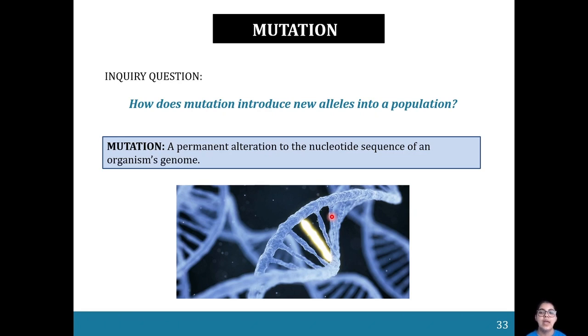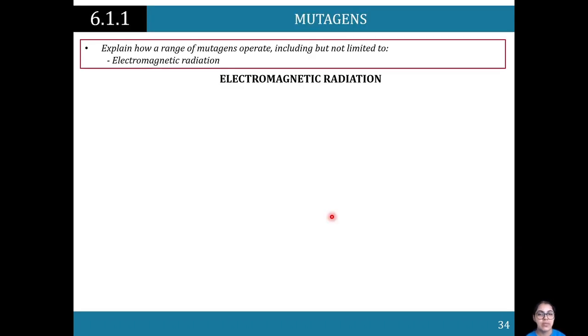So here we are. The inquiry question is, how does mutation introduce new alleles into a population? Remember, a mutation, firstly, is a permanent alteration to the nucleotide sequence of an organism's genome. This is where natural circumstances or their own system lead to the alteration of someone's nucleotide sequences, which then changes the proteins that they are able to make.